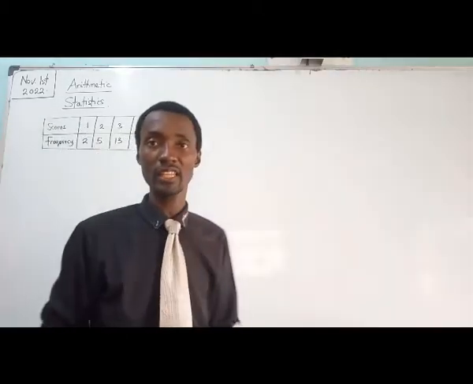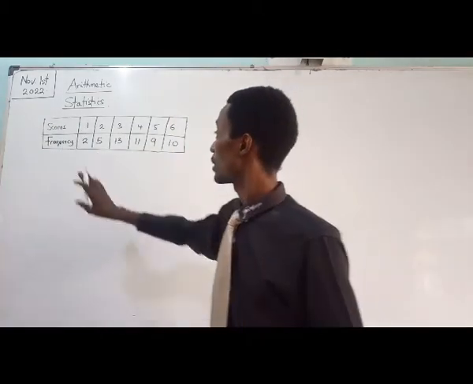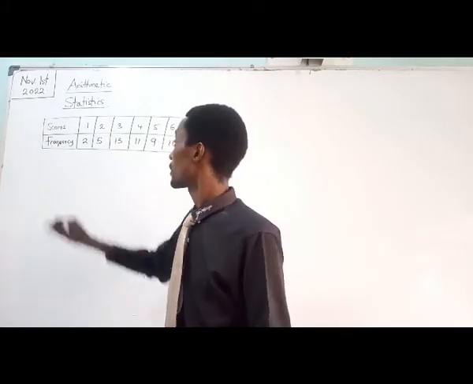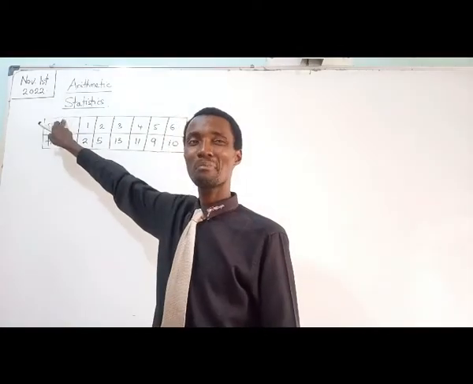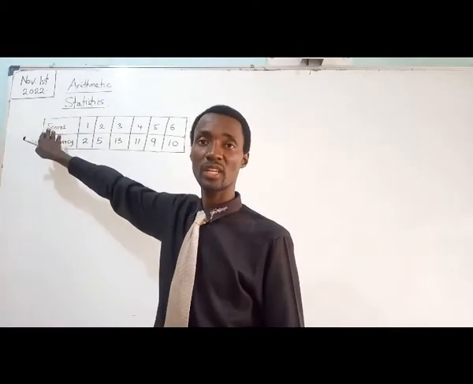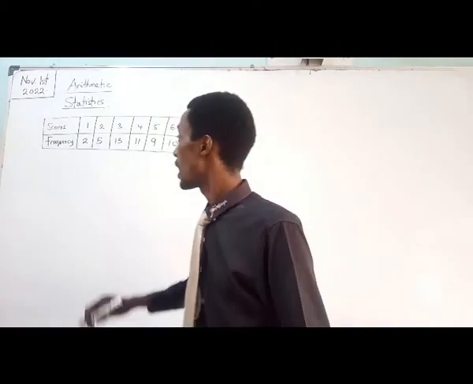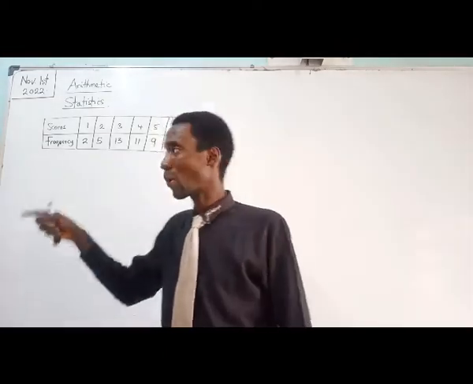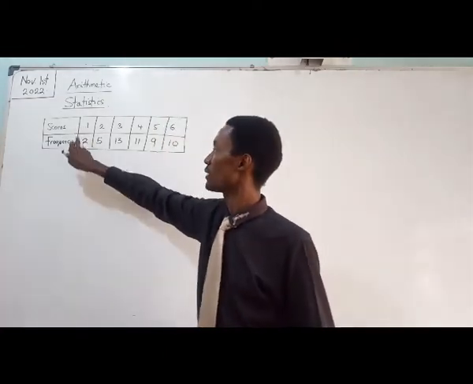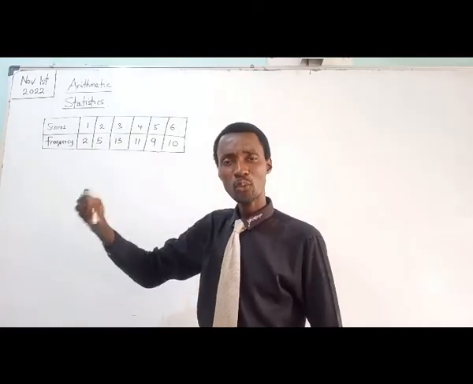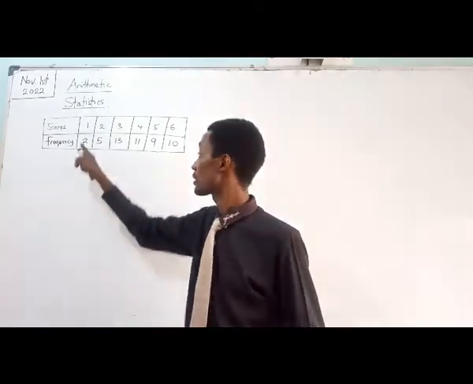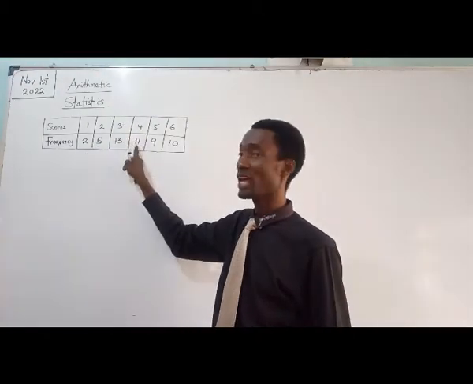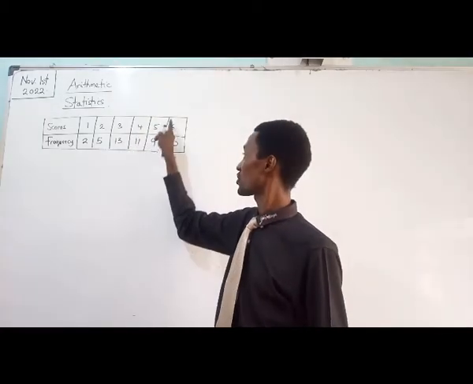Now, before we start solving, I think it's important for us to explain a few things. For every question in statistics, there are 2 things that are very important. The score, the mark, or the item. This could take a different name, could be score, could be mark, could be item. And then we have the frequency. How many of a particular score do I have? For instance, for 1, the frequency is 2. How frequently am I seeing 1? It's 2 times. For 2, it is 5. For 3, it is 13. For 4, it is 11. For 5, it is 9. And for 6, it is what?